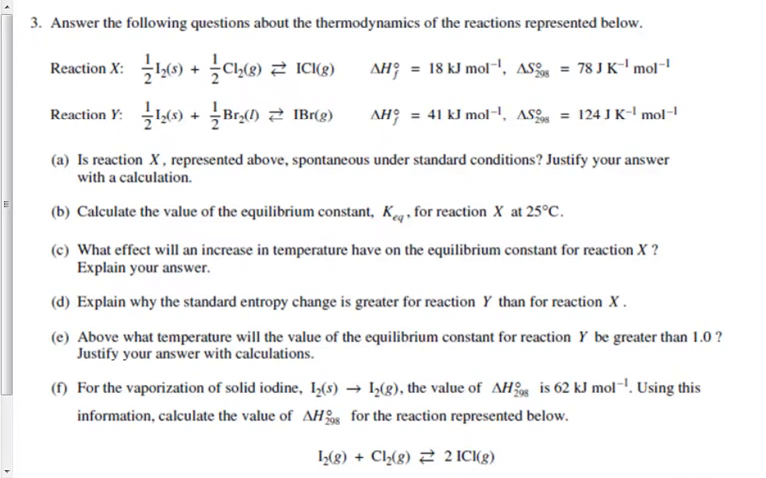All right, so you've got two reactions. You have H's and S's on both. It says A, is reaction X represented above spontaneous under standard conditions? Justify your answer with a calculation. So let's just do this together a little bit. What am I probably utilizing? Change in G equals change in H minus T change in S.